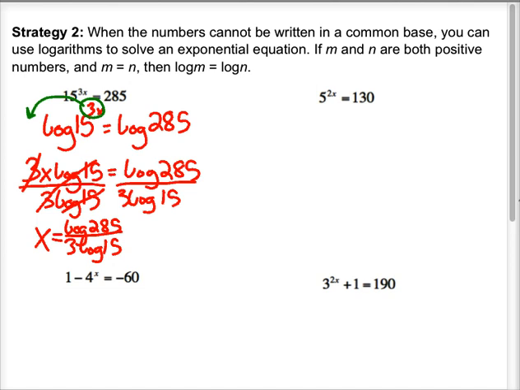Now, of course, you want to actually type that in the calculator. You want to actually get a number. So I'm going to take log of 285 divided by 3 divided by log of 15. And x is going to be about 0.70. That's going to be our answer.